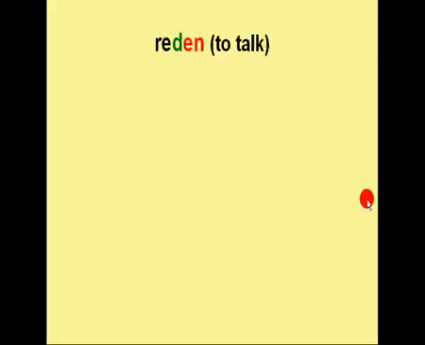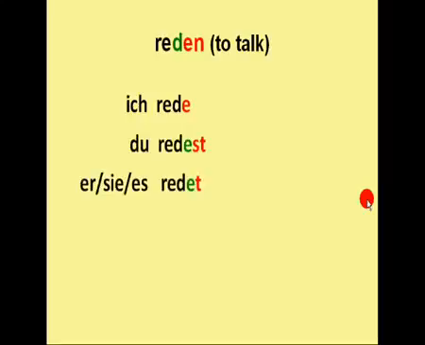So here is an example for a verb which ends on en but has a d before it. It's the German word reden, which means to talk. It's conjugated like that. Ich rede, du redest, er, sie, es redet, wir reden, ihr redet, sie reden.